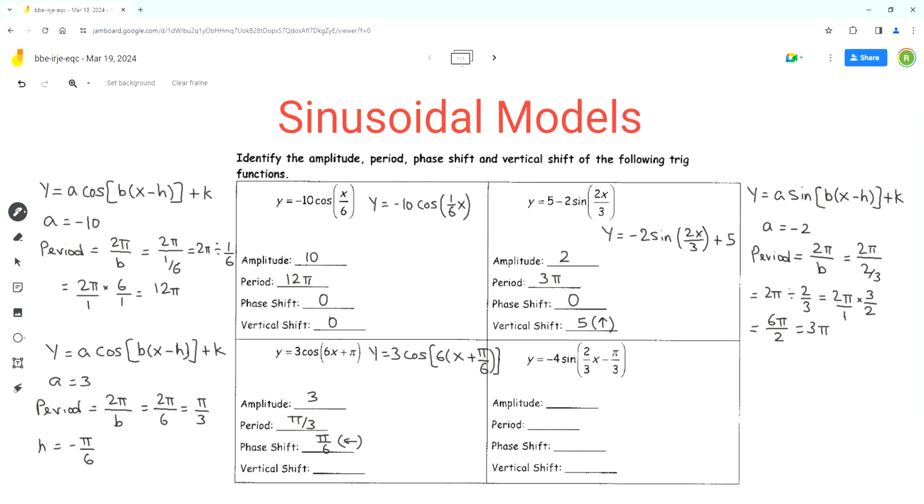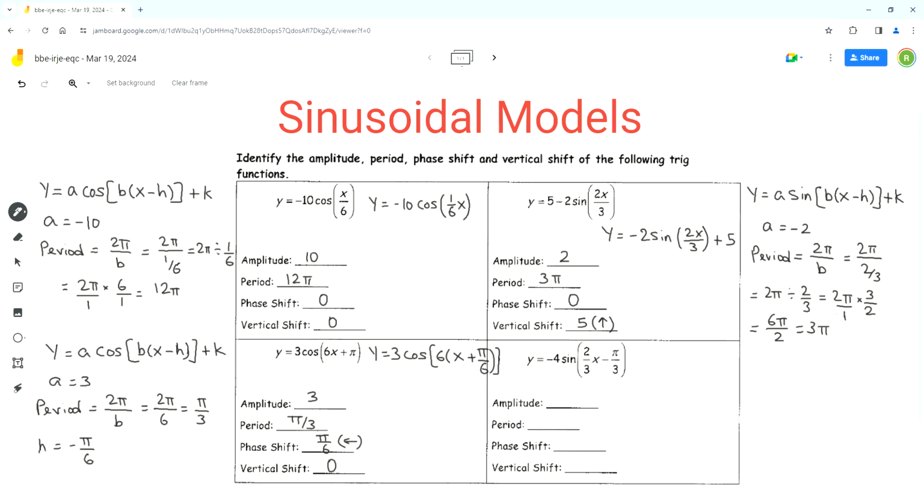So now the vertical shift. The vertical shift is represented by the k value. In this case, there is no term being added to the cosine term. So that's why there is no vertical shift. So it is equal to 0. So now we can analyze the fourth given function.